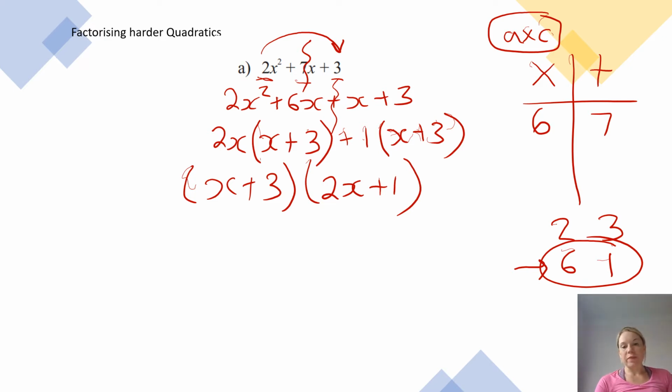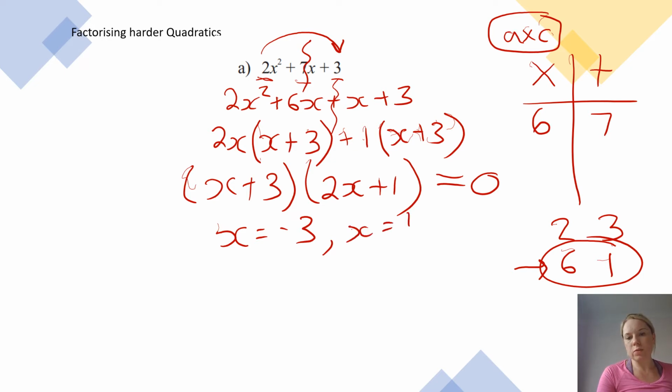That's factorising. And if I was solving, if I wanted it to equal 0, so if I want to know what it was at 0, I would just do, well, x is equal to minus 3, or x is equal to negative 1 over 2. So what's the value of x to make this 0? Okay, so hopefully you followed that.